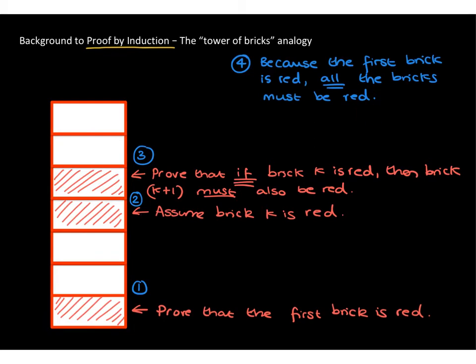And it's this key principle here, by proving that if you know one brick is red, i.e. this brick here, you then know the brick after it is also red. Because you already proved that the first brick is red, using what you've done here then tells you that the second brick has got to be red, and the third brick, and the brick after that, and all the bricks after that. And that is the process of induction. It's like toppling over a series of dominoes.